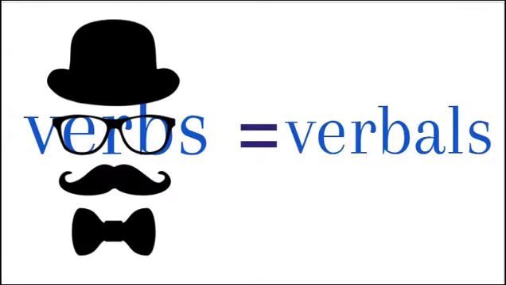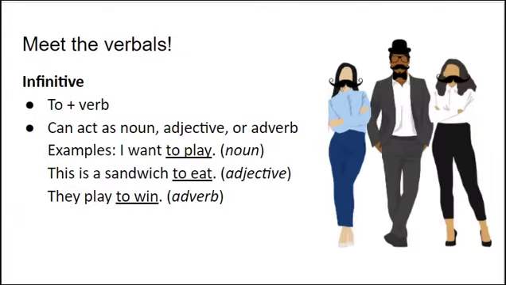Verbs are tricky little beasts. They're super duper important. You can't have a sentence without them. But they like to dress up sometimes as other things. And when they dress up as other things, like adjectives or nouns or adverbs, we call them verbals. So a verbal is a verb that's not doing the job of a verb, it's doing the job of something else. Now, the first of those verbals, which we just saw in that example, is the infinitive.